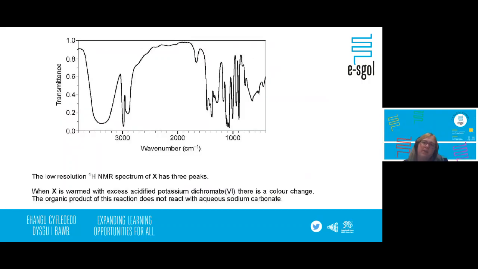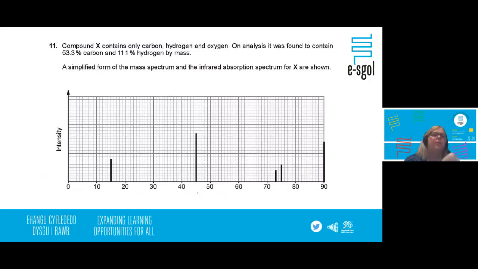So let's go back to the evidence again. They like this type of approach. They start with a quantitative analysis requirement again. It's found to contain 53.3% carbon, 11.1% hydrogen by mass. But it did tell you that it contains carbon, hydrogen and oxygen. So again, you're going to have to do a very quick calculation of the percentage to work out how much oxygen you have, because it hasn't been told.